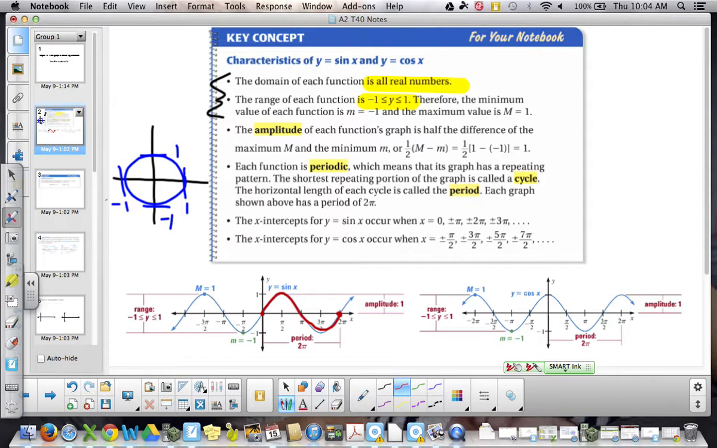Same thing is going to be true here over at cosine. If we start here at 0, we're going to go down and then back up, back to our maximum. And again, you can see that the length of that cycle is going to be 2 pi units.